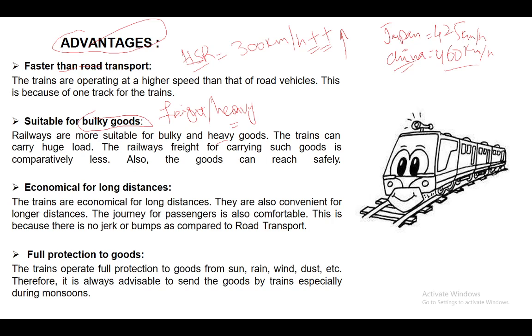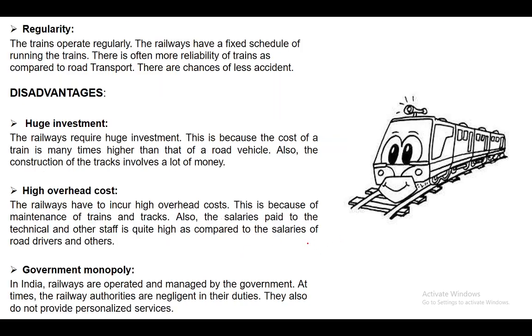Otherwise, railway transport is economical for long distances as well. All those goods are protected in the container, so there is no harm from the sun, rain, wind or dust, or the monsoon season as well. It can also operate regularly. They have a fixed schedule time.